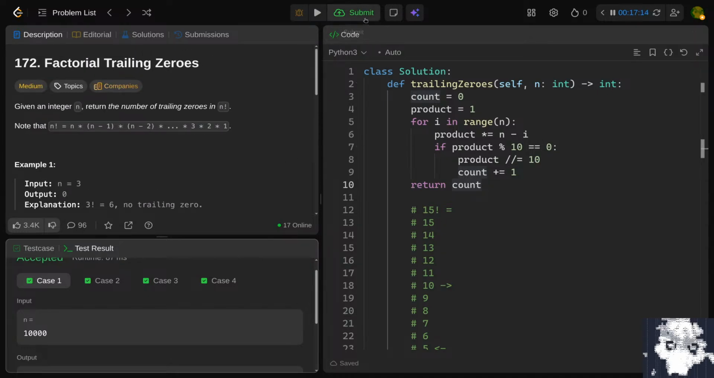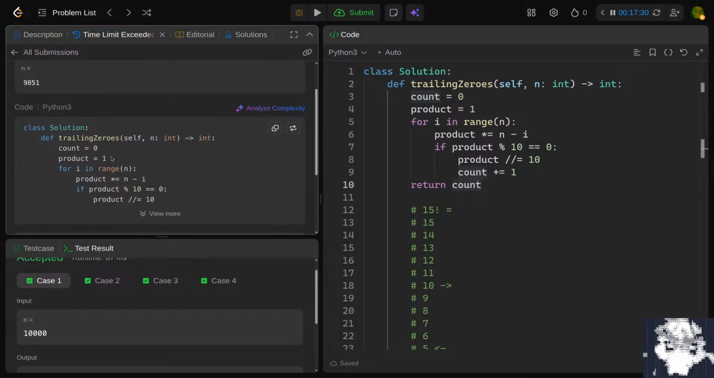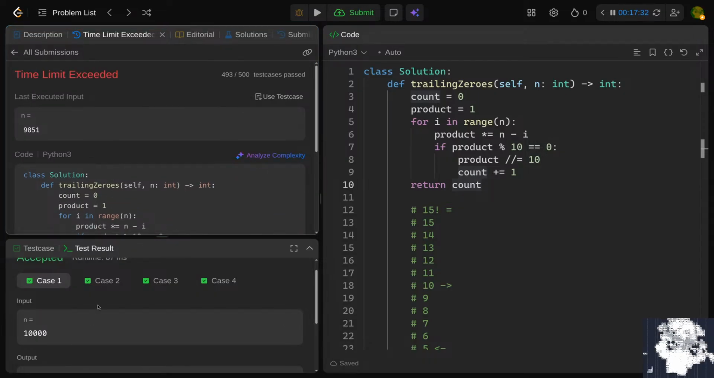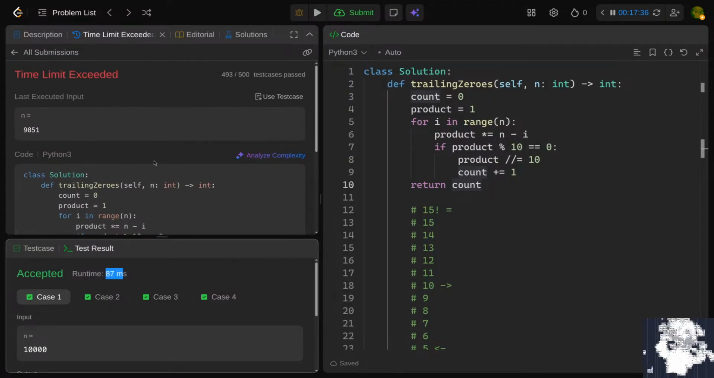So I guess this is gonna work for submitting the answer, but it's not the solution that they're hinting at. No, it did exceed the time limit. Okay. Even though it was less than 100 milliseconds? I guess they can put the time limit as whatever they want.